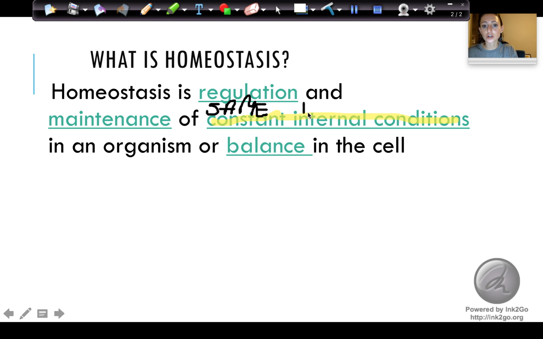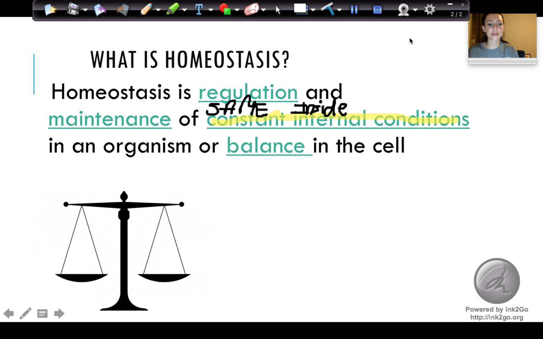And the word internal is inside. So all this balance means is I'm keeping the same conditions inside my body and my cell. Okay? I'll give us some examples of this.